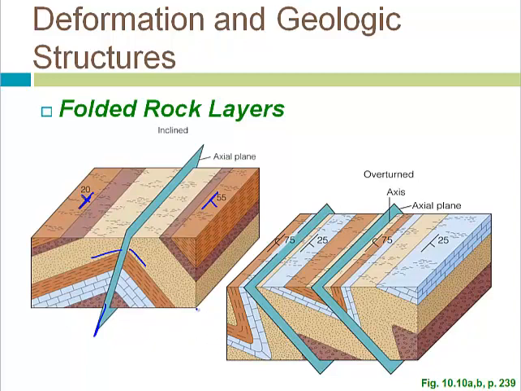And if you look at this one here, these are actually overturned. So when you say overturned, with the axis and the axial plane, you're going to reverse the age of the rocks depending on what's exposed. And they do it by showing you that there's a flipped layer of rock, that the age of the rock is going to be younger or older depending on how the anticline or the syncline is flipped.